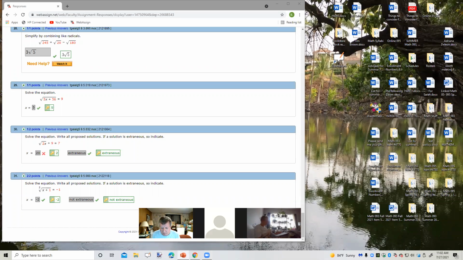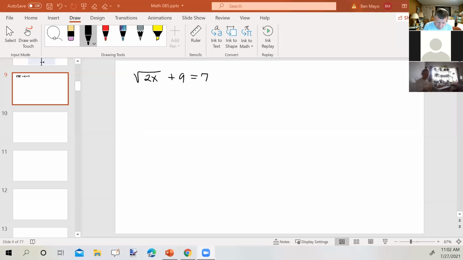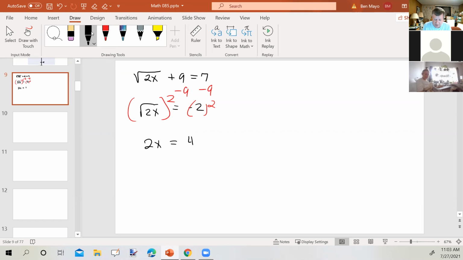Okay, so to solve it, we would start by isolating the radical term. So we have the square root of 2x equals -2. The next thing we're going to do is square both sides. So we get 2x equals +4. -2 times -2 is +4. Divide both sides by 2 and we get x equals 2. So that is the proposed solution.